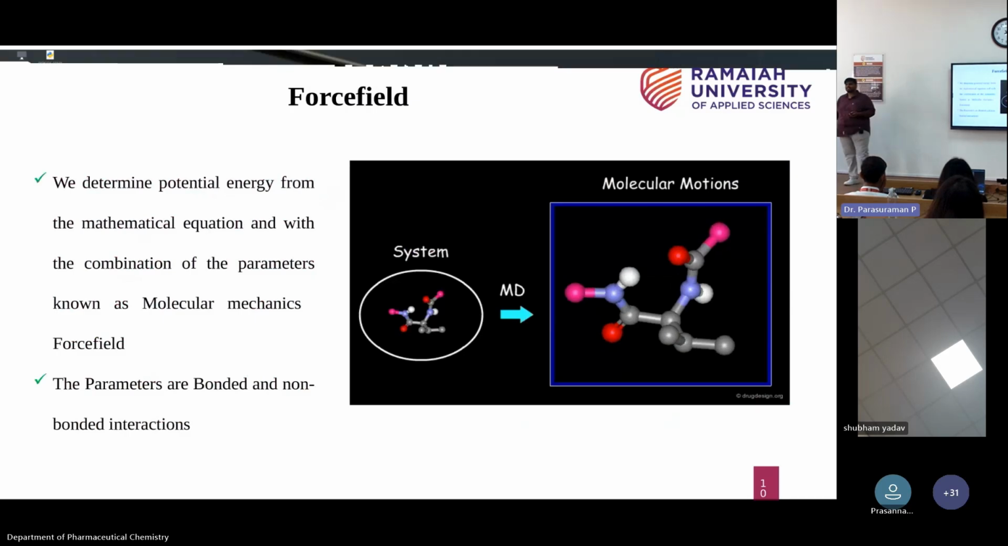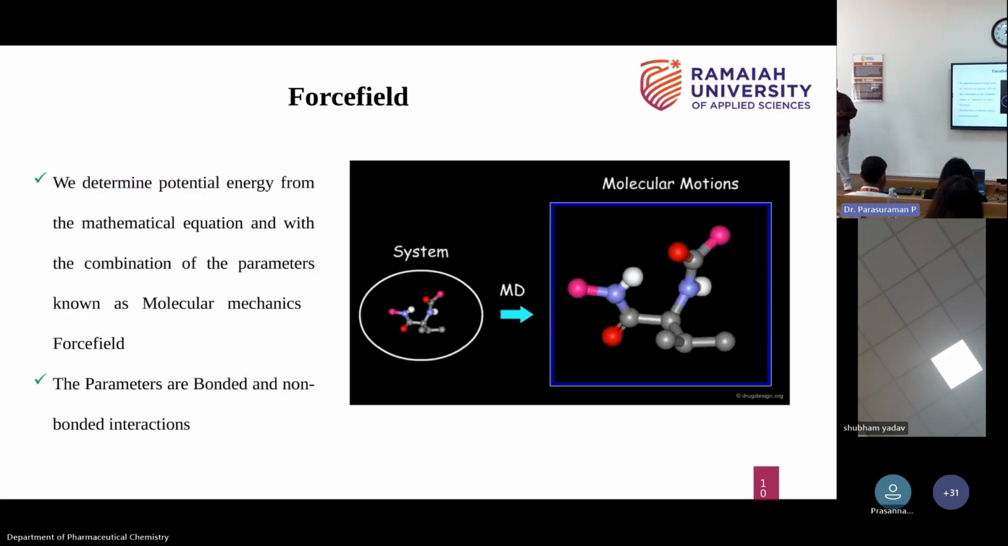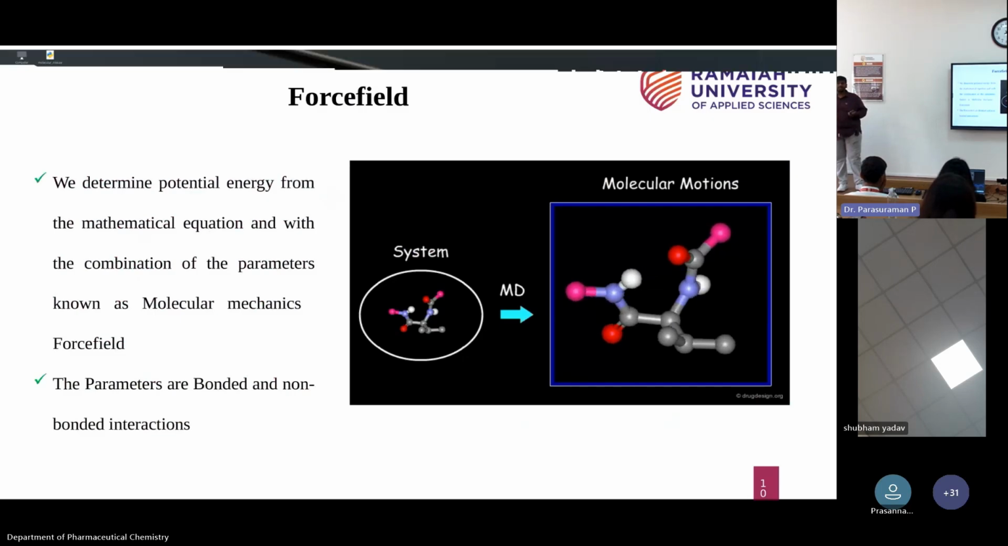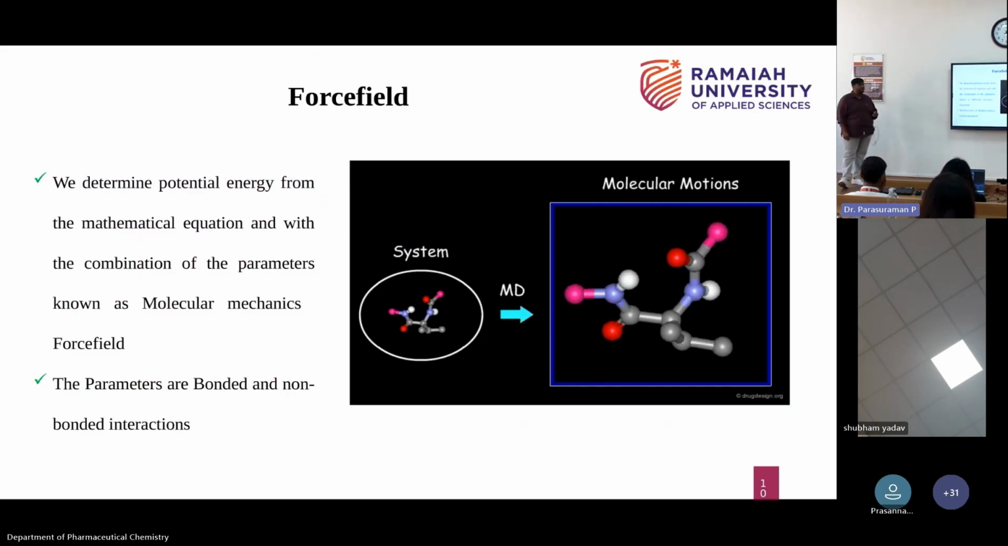So in molecular dynamics, force field plays a major role. As I already told, the definition of force field is that it determines the potential energy of a particular complex or system throughout the simulation time by using mathematical equations combining the parameters. The parameters here are generally bonded and non-bonded parameters.